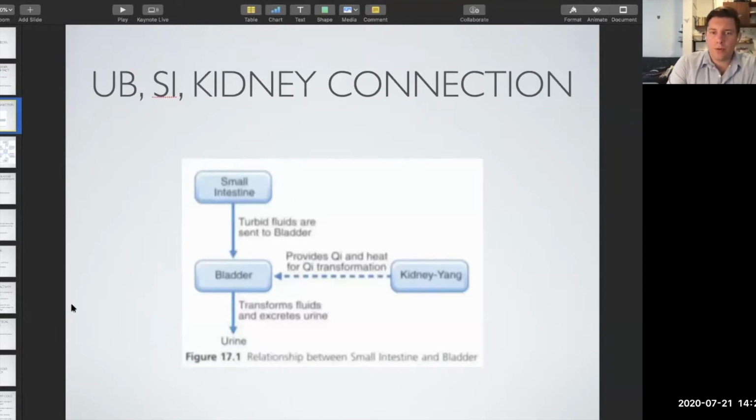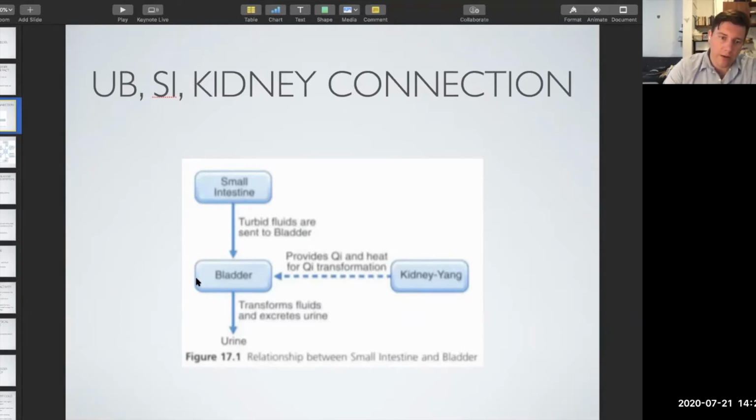So from the small intestine, turbid fluids are sent to the urinary bladder. The kidney yang provides qi and heat for qi transformation because the urinary bladder doesn't really have any of its own to use here. It comes from the kidney. And then the urinary bladder transforms fluid and excretes urine. There's a certain amount of fluids that are brought back into the body at this point as well.